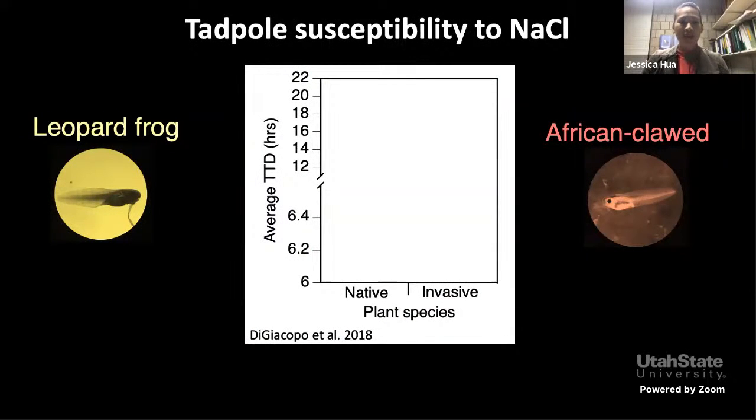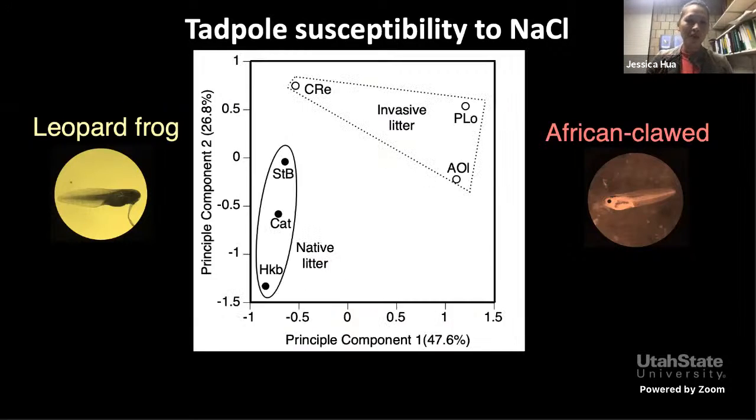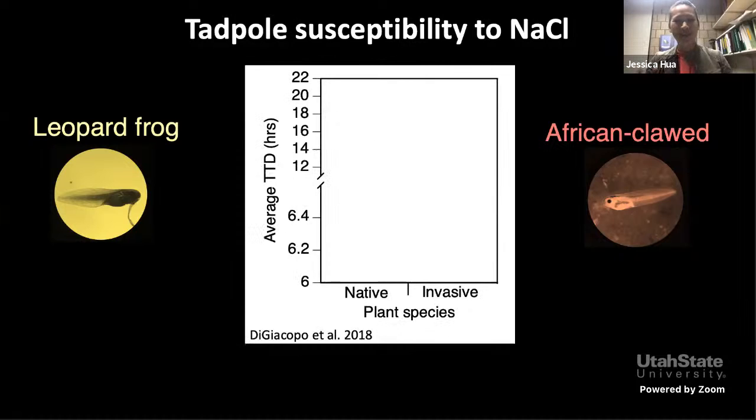In this figure, on the x-axis are the plant species, native or invasive. On the y-axis is average time to death. In yellow will be leopard frogs. In red will be the non-native African clawed frogs. You may have noticed we did test 6 species, but for the sake of time, and also because our principal components analyses indicated that the chemistry was more similar within native leaf litter than it was different from invasive leaf litter, I made the decision just to separate them out for this talk.